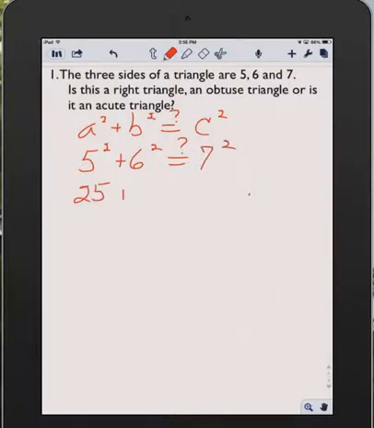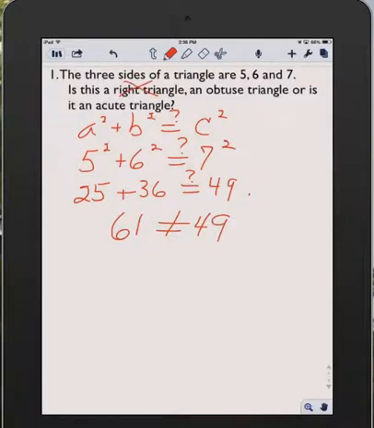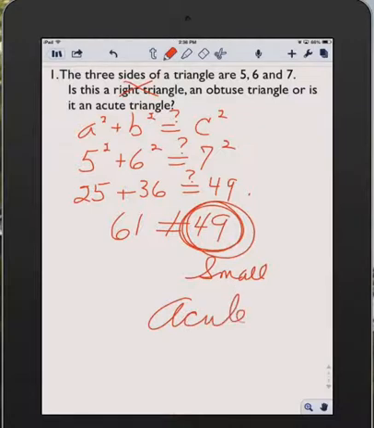25 plus 36. Does that equal 49? 25 plus 36 is 61. That does not equal 49, so it's not a right triangle. You can cross that out. And now we want to look at the square of the longer side, the 49. That is smaller than the total of the other two sides. So therefore, less than means that it's an acute triangle.